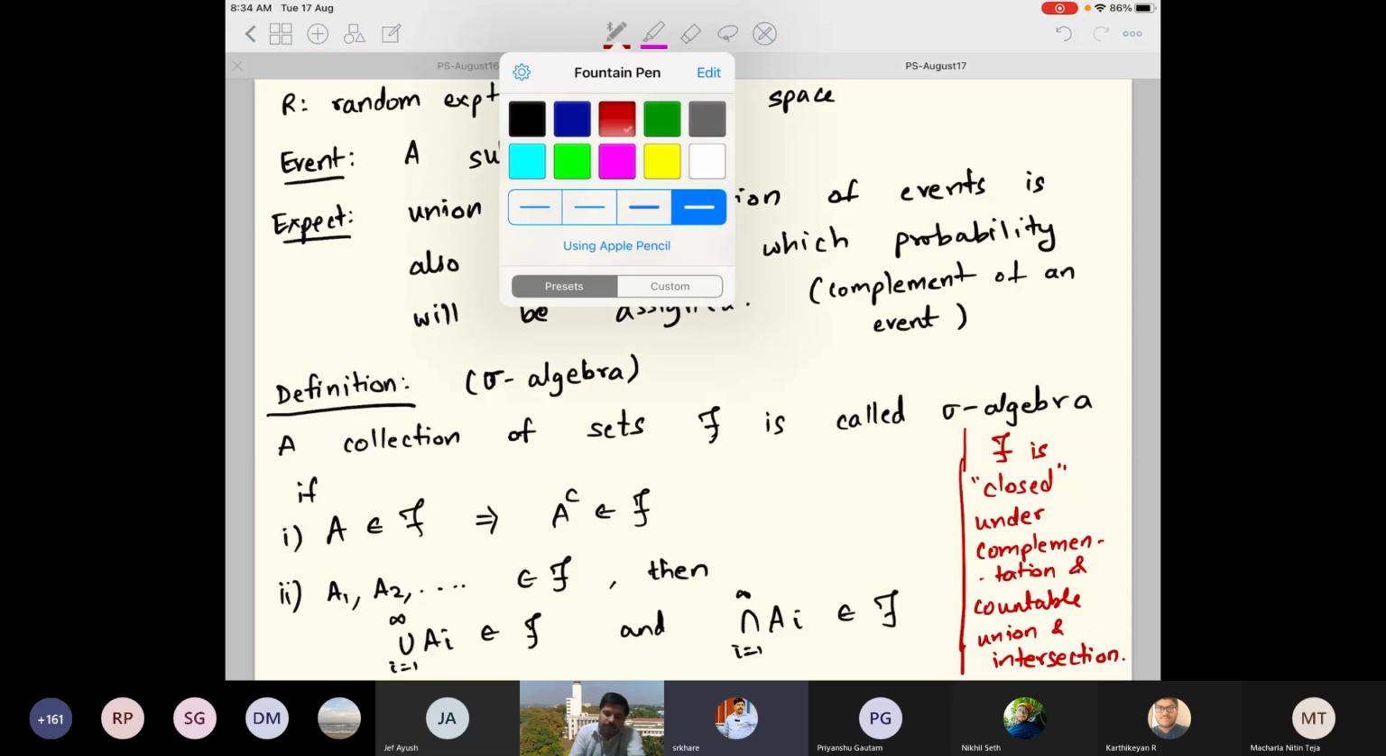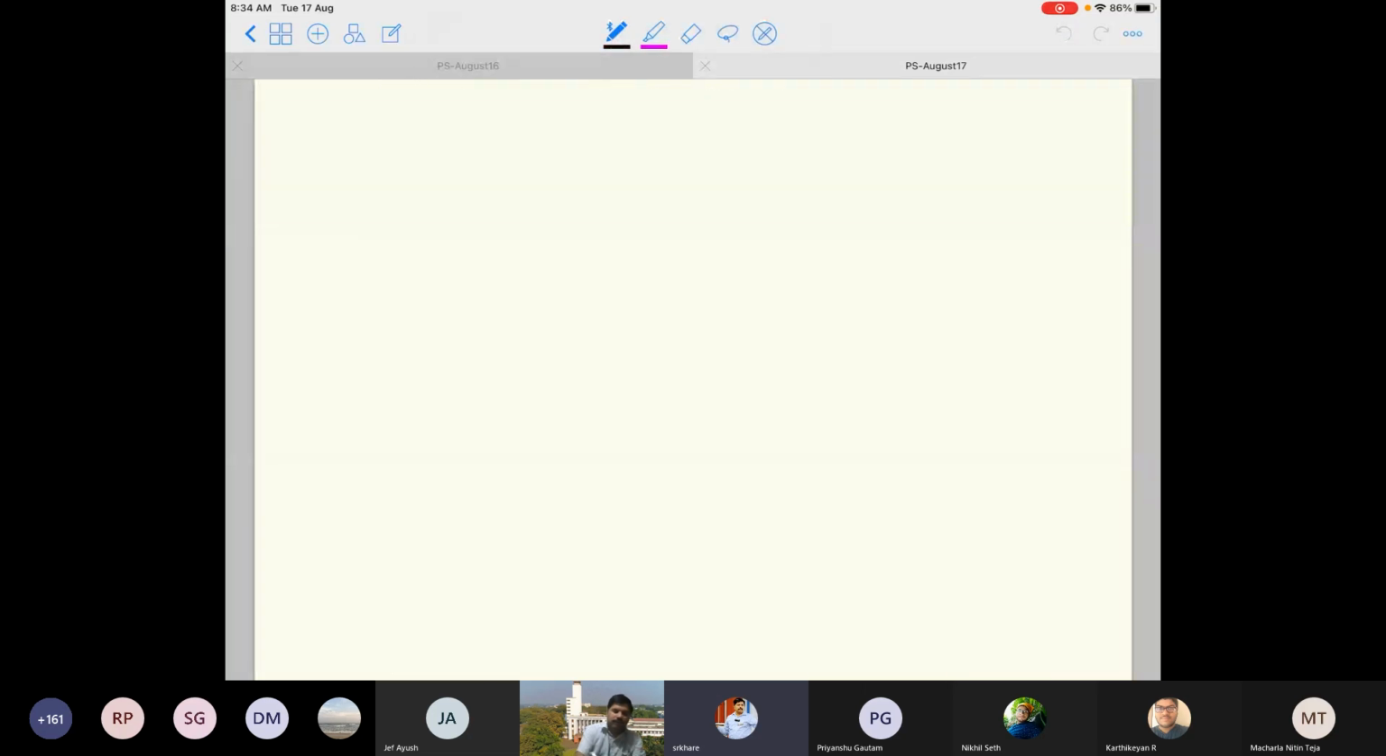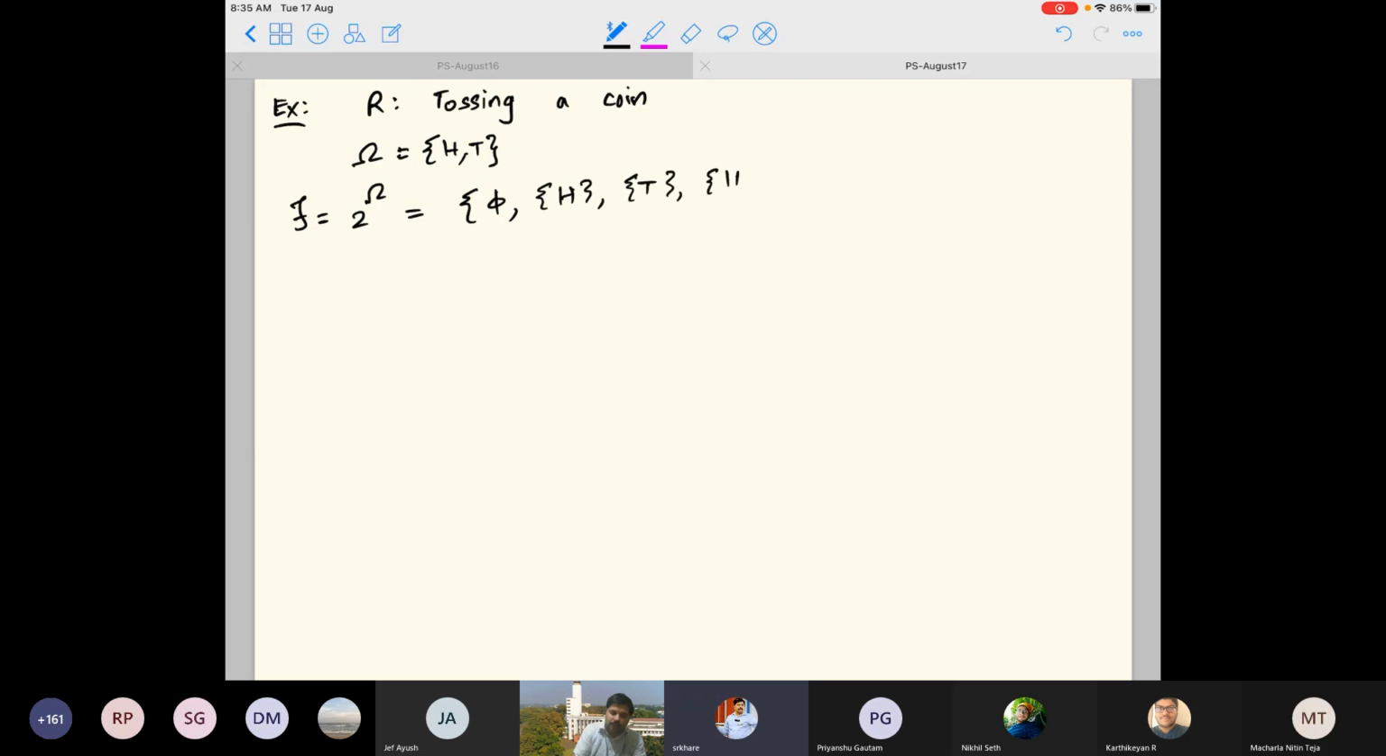Let us take a couple of examples. The examples are really very easy. Once you see the examples, you'll start seeing how these things are working. So the experiment is tossing a coin, the first experiment that we were talking of. The sample space is heads and tails, right? So that is my sample space. I take this collection to be the power set. This is what I take. Then is F a sigma algebra? Script F, is it a sigma algebra?